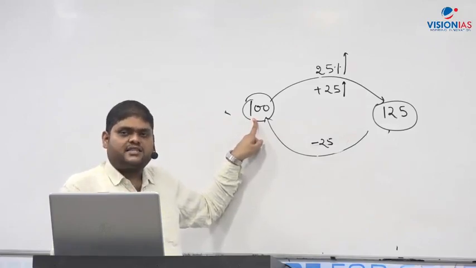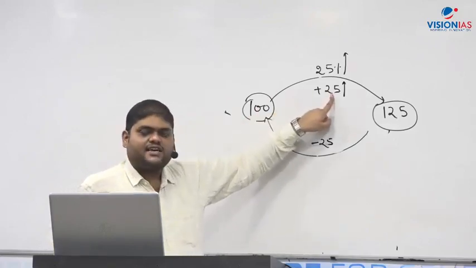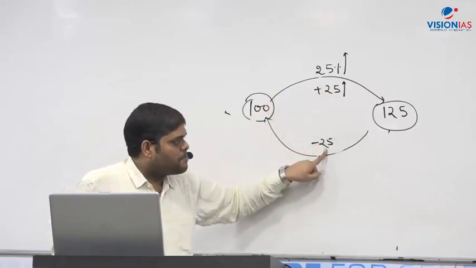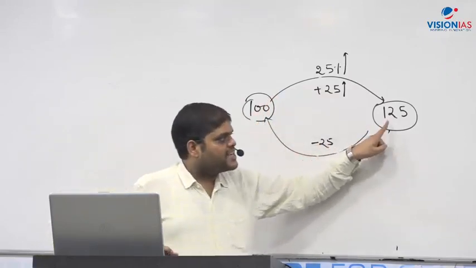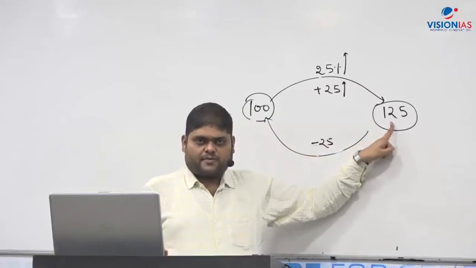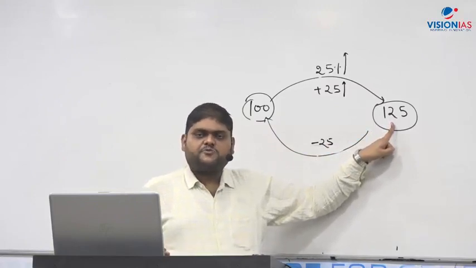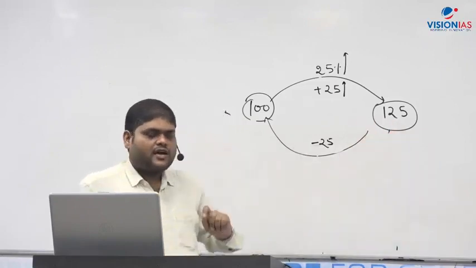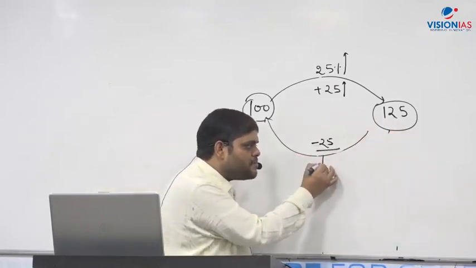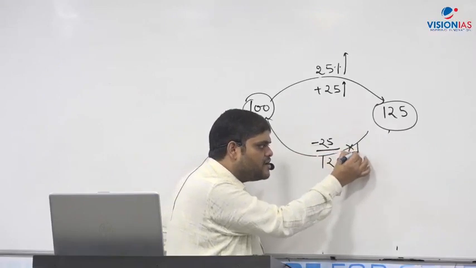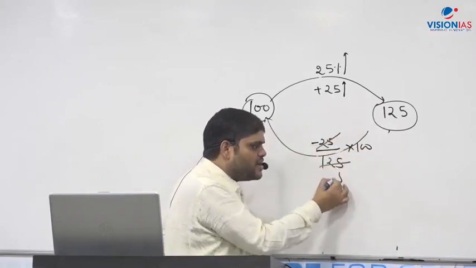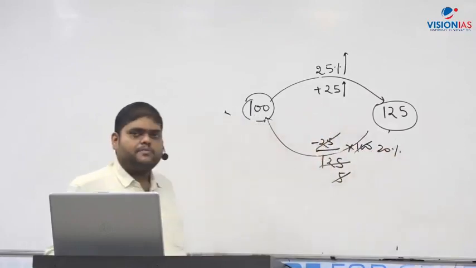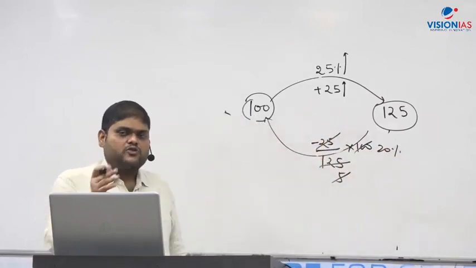Why is the percentage different? Because here 25% we are finding with respect to 100, and here minus 25 we are finding with respect to 125. Are you getting my point or not? So here the decrement is only of 20%.